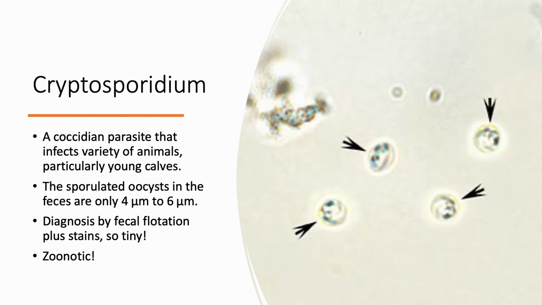Our next protozoa is Cryptosporidium. This is a coccidian parasite that affects a variety of animals, but particularly calves. And it's really tiny. So the sporulated oocysts are only 4 micrometers to 6 micrometers, which is too small to see on our basic microscopes. You need kind of a fancy microscope to see them. But diagnosis is still to see them on fecal float and then add some stains. And Cryptosporidium is zoonotic and can cause really bad diarrhea in people. So diarrhea in calves and diarrhea in people.